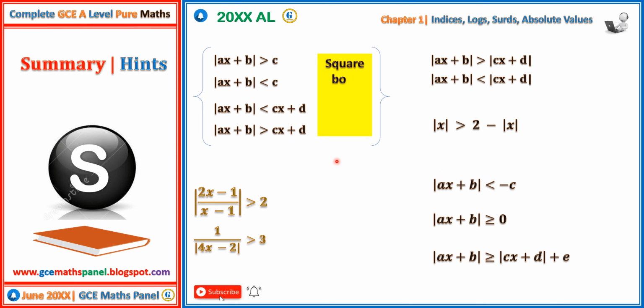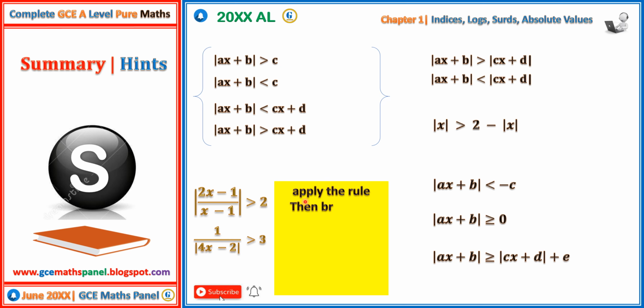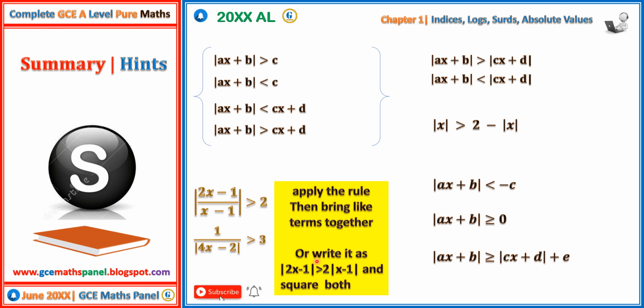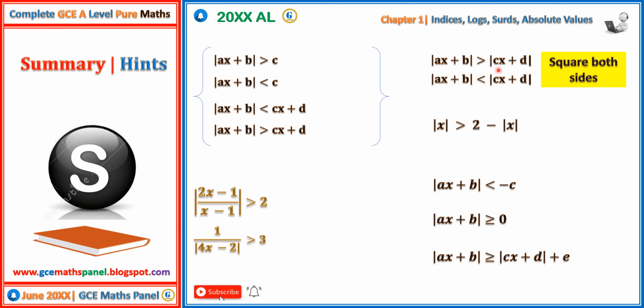So here we give a summary equally in a better way. So when you have this type for absolute value inequalities, if you have any of these forms, square both sides or apply the rule. If you have any of these, square both sides or apply the rule. If you have this other one, you apply the rule, then bring like terms together or write it in this form. Since the denominator is an absolute value, you write it in this form, that is multiplying both sides by the denominator, and then you square them and simplify. If you have this other form, just square both sides. Here, just square both sides. With this other one, you group like terms. This is the last example we saw.